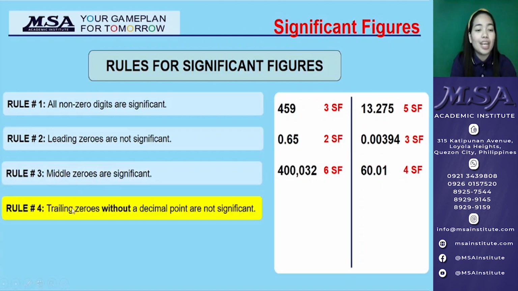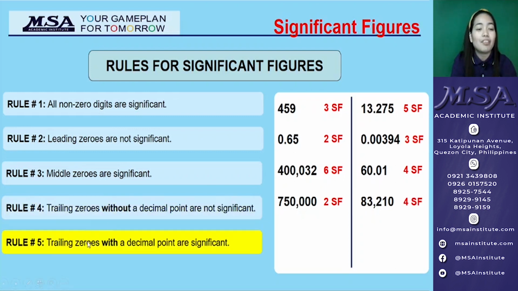Next rule, we have trailing zeros without a decimal point are not significant. It means that the ending zeros of a number without a decimal point, they are not significant. So in this case, it will have 1, 2, 2 significant figures only. And then for this one, it will have 1, 2, 3, 4, 4 significant figures.